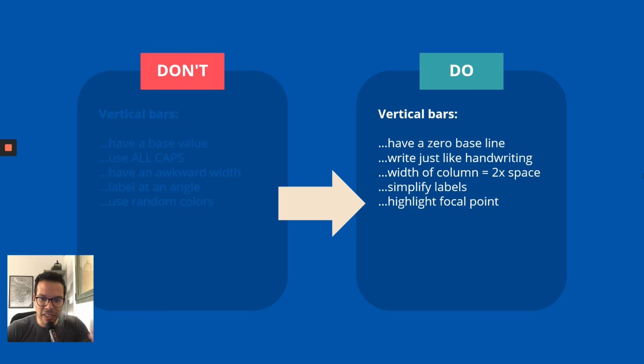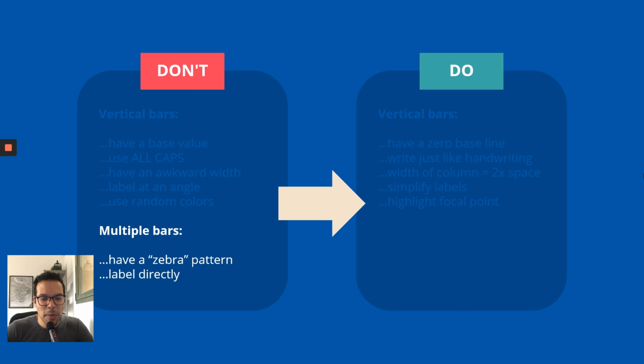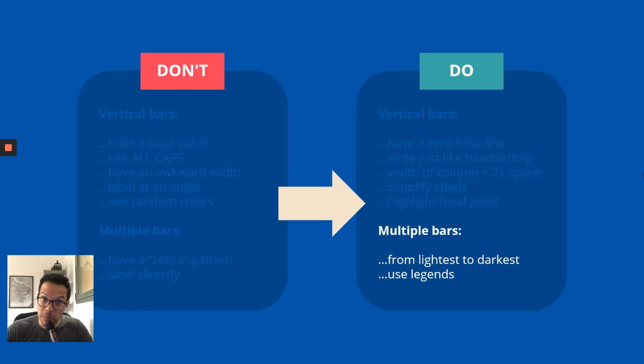Write just like handwriting for your headlines. Follow this general rule: width of the column equals 2 times the space in between. Always simplify the labels. Remember, you're going to be there, so you can explain what's going on. And the most important thing, use colors when you want to highlight the focal point. And at last, zebra patterns, never more. Avoid labeling directly when you have too many bars. Instead, go from lightest to darkest, like I showed you, and use legends.